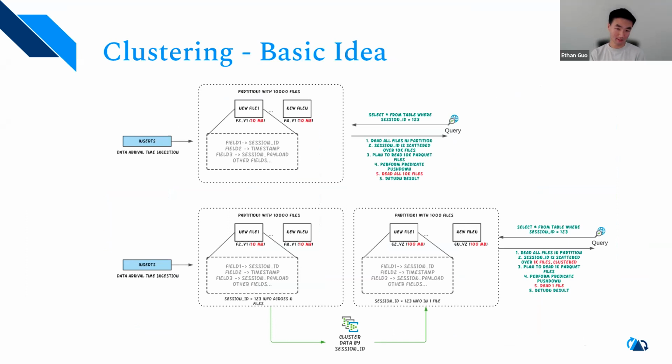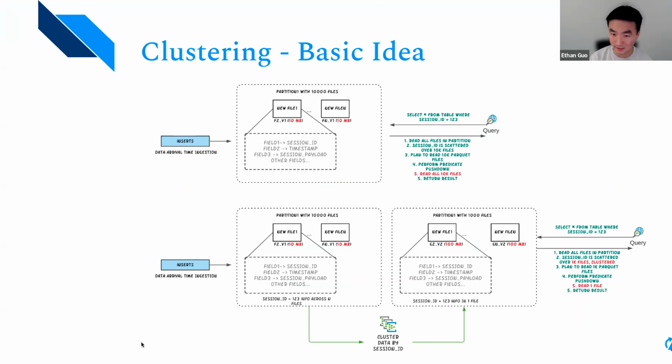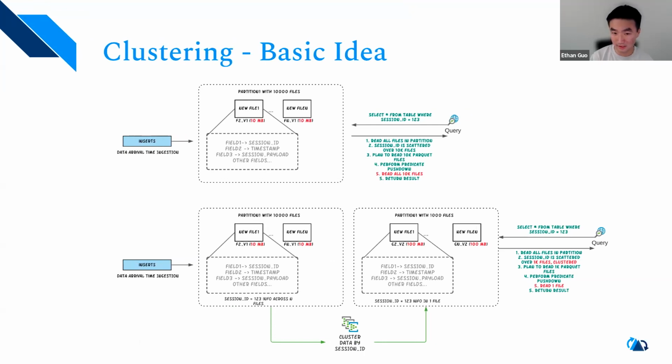So this slide shows some more details of how clustering can help the query planning. On the top side, we have this unclustered table. For example, we have 10K Parquet files in the storage, and then we have this select star from table where session ID equals 1, 2, 3. If it's unclustered, then this session ID is scattered over all of the 10K files. So in the query plan, it has to read all the 10K files and then return the result after the filtering.